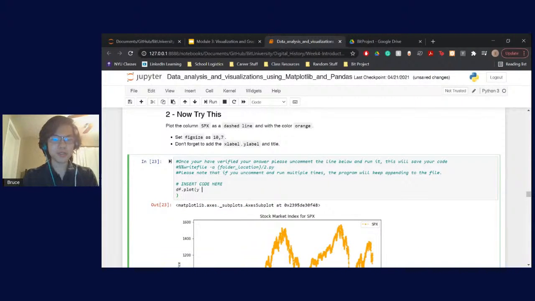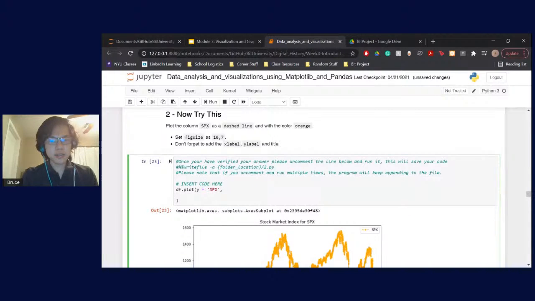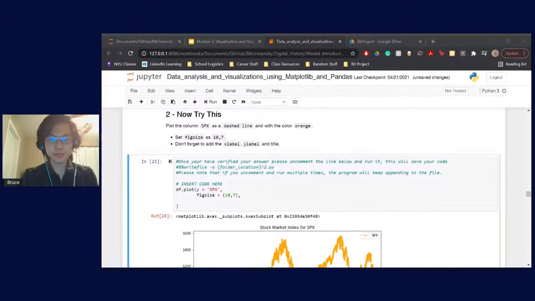What is the y-axis? What is the column that we're plotting? We're plotting SPX, S&P 500. Okay. So let's just do this. Ready? Fig size, right? We just pass in the figsize parameter, 10.7. Pass it in as a tuple. What else?